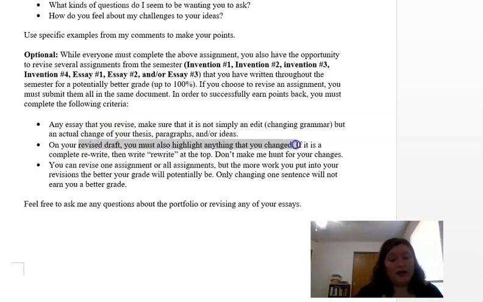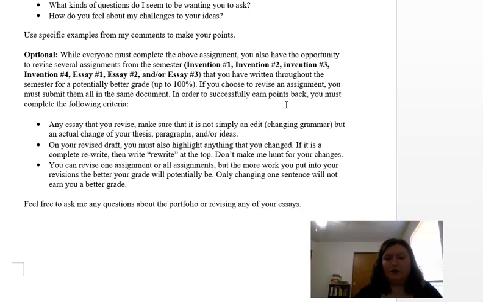Another point here is that if you change anything, which if you're submitting it for revision, you should have changed something, you should also highlight anything you changed. If you rewrote the whole assignment, just say you rewrote it, and highlight that at the top so I know what it is. But don't submit an assignment that you're not revising.